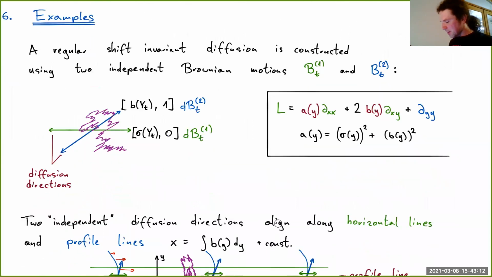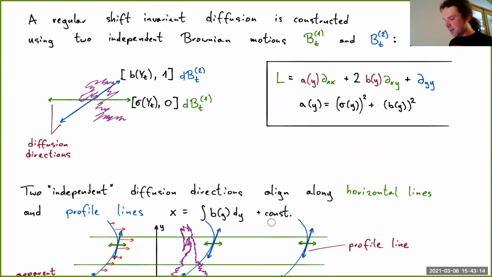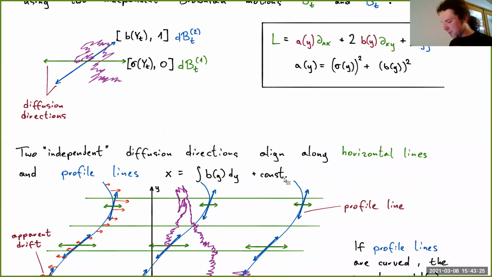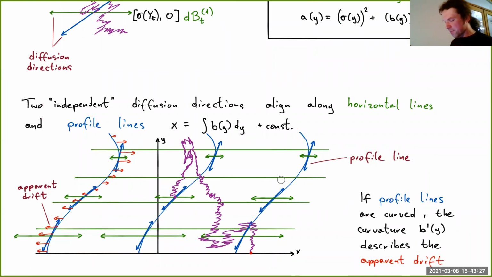And if you draw lines that are tangent to either blue arrows or green arrows, you will get something like the profile lines of your diffusion. Okay, so the typical picture will look like that. So you will have some activity along blue lines, some activity along green lines, and the longer the lines are, the larger the activity is.